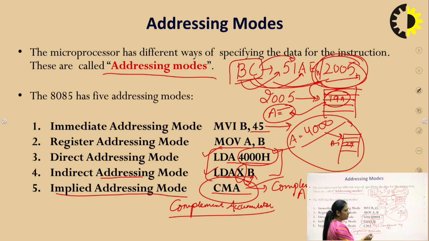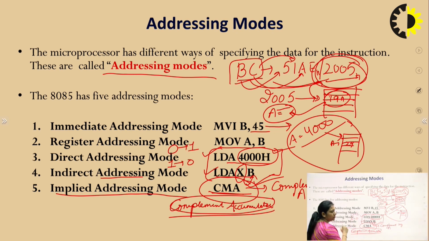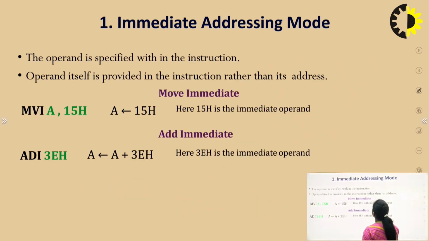Implied addressing mode means the operation which the microprocessor has to perform is given directly in the instruction. Suppose this is CMA, complement accumulator, given directly here. So complement accumulator means the accumulator's contents will be complemented. And what do you mean by complement? 0 is converted to 1 and 1 is converted to 0. Complements. So let's discuss these addressing modes in detail.